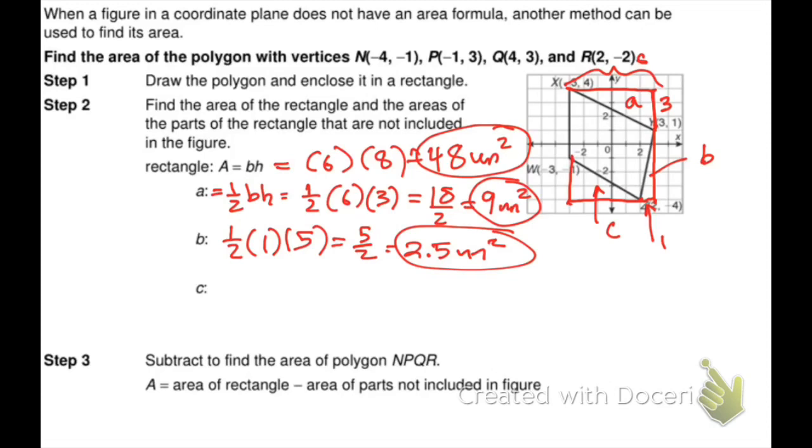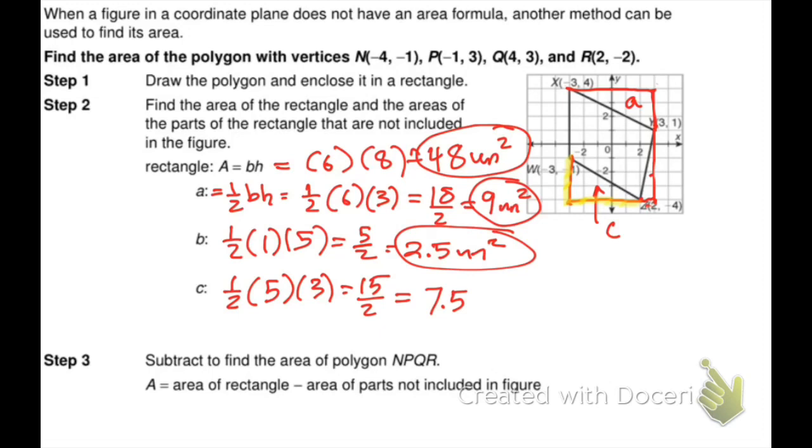Now we're just left with C. I'll erase this to make it a little bit easier to see. Well, the base of C is 1, 2, 3, 4, 5. The height is 1, 2, 3. So 1/2 times 5 times 3 gives you 15 over 2, 7.5 units squared.